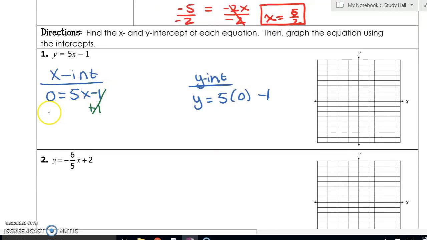So we're going to add 1 to both sides. 1 equals 5x divided by 5, and you get x equals 1/5, which is a number a lot smaller than 1, so we're going to put it pretty close to the y-axis. Not really a great way to graph. If you know the y-intercept is -1, I know that you guys also know that you could just use the slope of 5 to graph this line. So that might be easier.